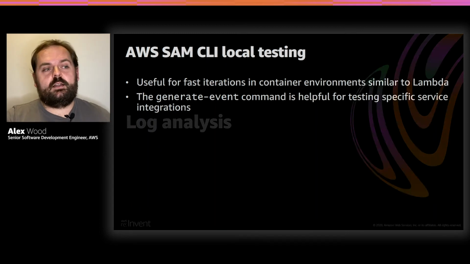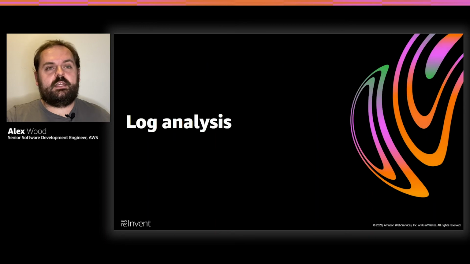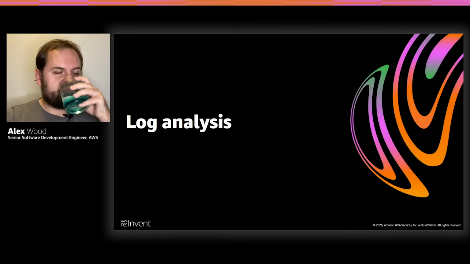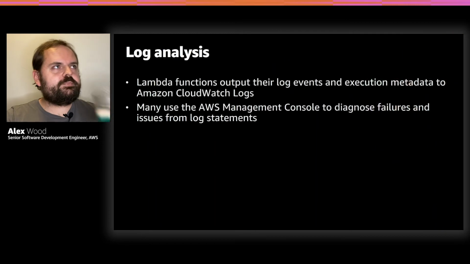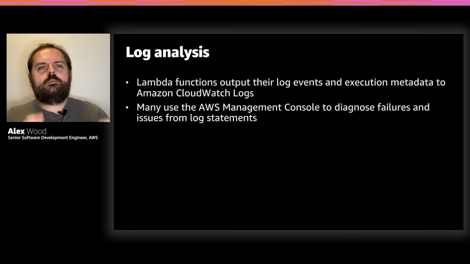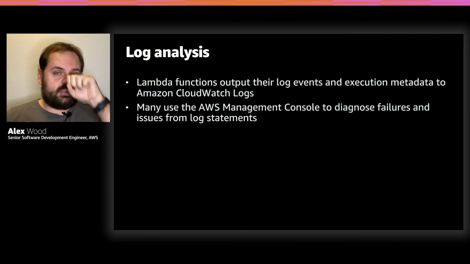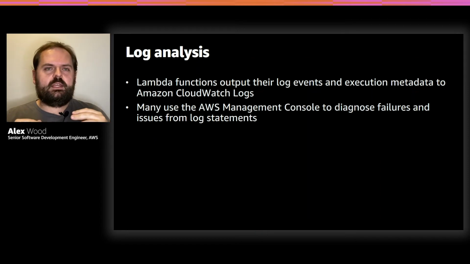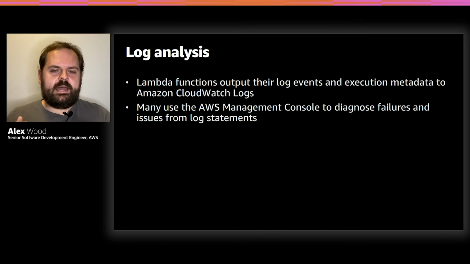Next, let's talk a little bit about the log analysis use case. So AWS Lambda functions in production output their log events and execution metadata to Amazon CloudWatch logs. So you'll get both the logs that are running from your function, as well as some pieces of logging that come from the Lambda execution environment itself.